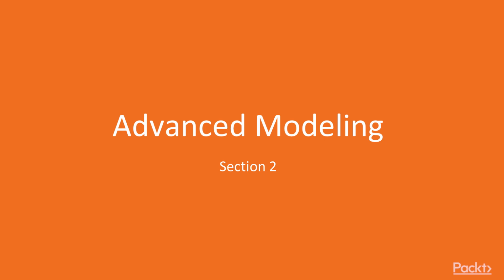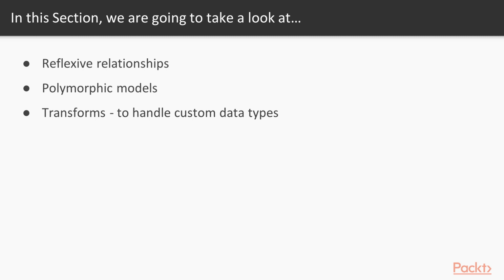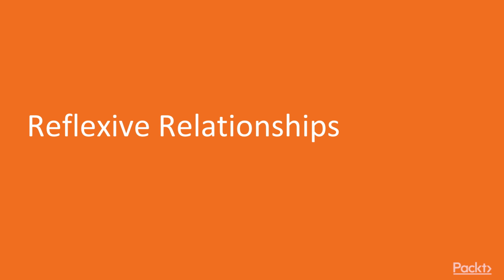In this section, we will have a look at advanced modeling. We will begin by having a look at reflexive relationships, in which we will see how we can have models that are related to themselves. Then we will have a look at polymorphic models, which is a powerful modeling concept. And lastly, we will look at transforms to handle custom data types. So let us begin by having a look at reflexive relationships.